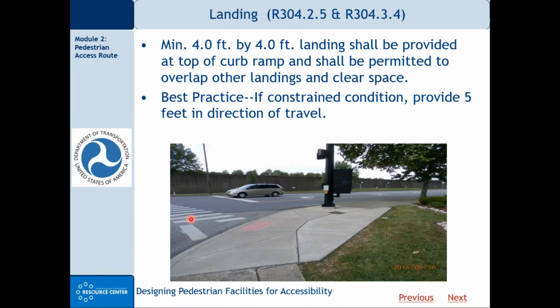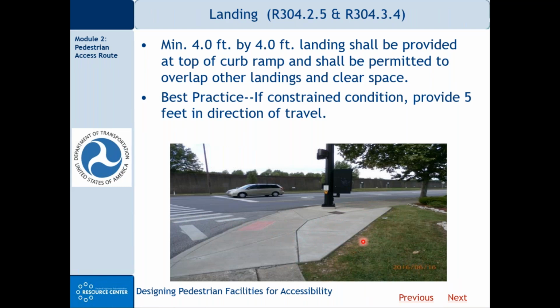And so the person would come up the ramp and do their turning on this level landing. Or likewise, someone on the sidewalk who wants to cross the street, they would come to the landing and turn onto the ramp and then cross the street. And this is a slight change too from the draft version of PROWAG. The final rule says minimum 4 foot by 4 foot landing.